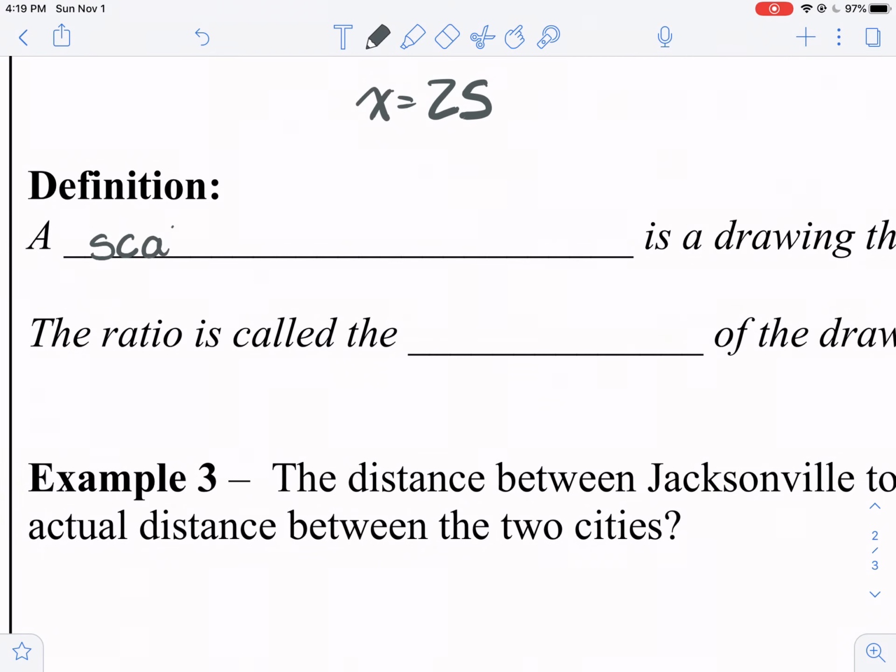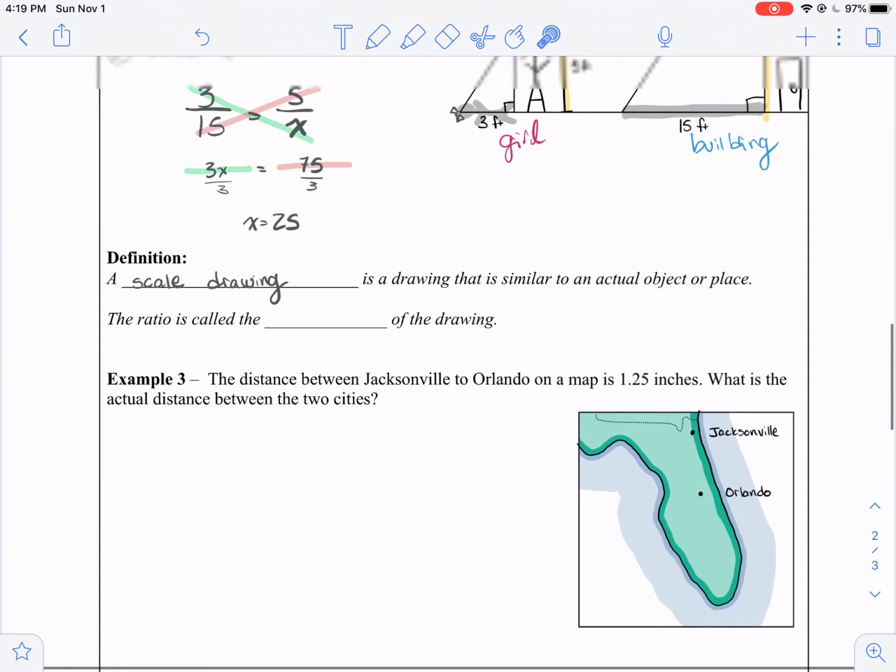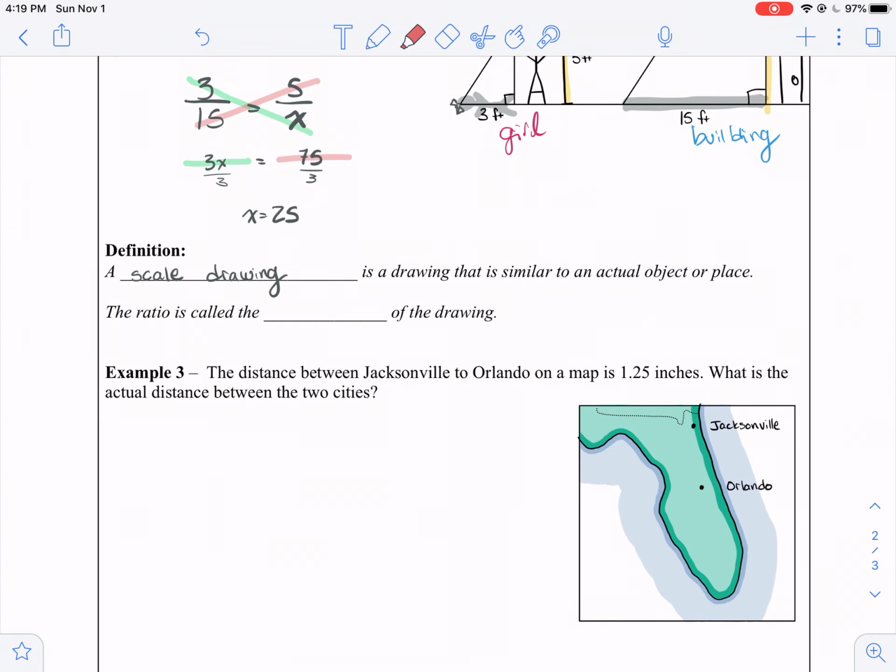So a scale drawing, you ready for your bad definition of the lesson? A scale drawing is a drawing that is to scale. Okay. Scale drawings are drawings that are similar to an actual object or a place, like a map. Maps are, any good map is a scale drawing. We call the ratio, so you have similarity, right? The ratio is called the scale, and that's why they're called scale drawings.